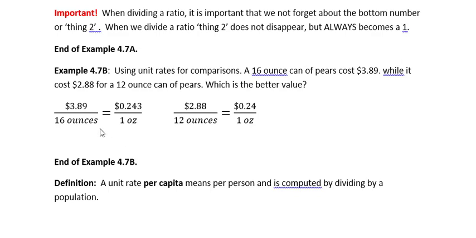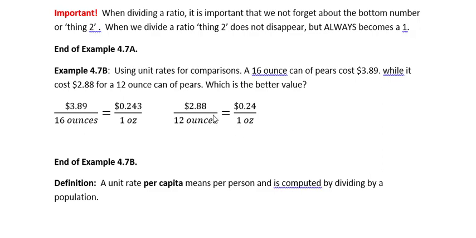So there's the answer. Notice I just divided. I set up the ratio and I divide it. And I don't forget that bottom one. So in this case, 288 for 12 ounces is a teeny bit cheaper, less expensive per ounce.